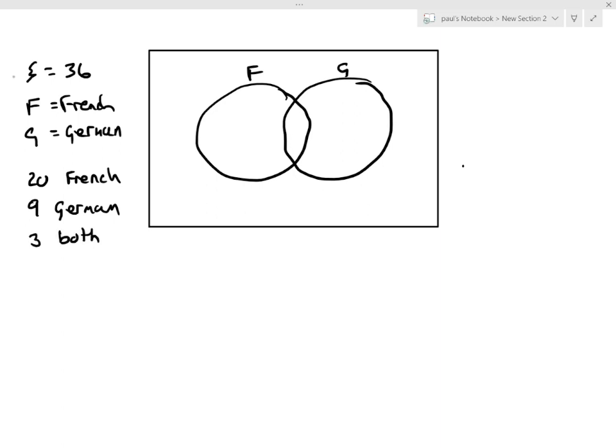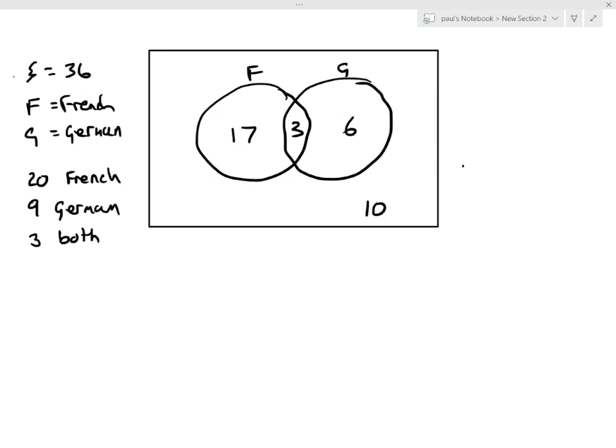So let's fill this in. 3 do both, and we've got 9 German ones and 3 we've accounted for, so there must be 6 there. 20 French, we know about 3, so there must be 17 there, and that makes 26. So 36 altogether, so there's 10 over there.